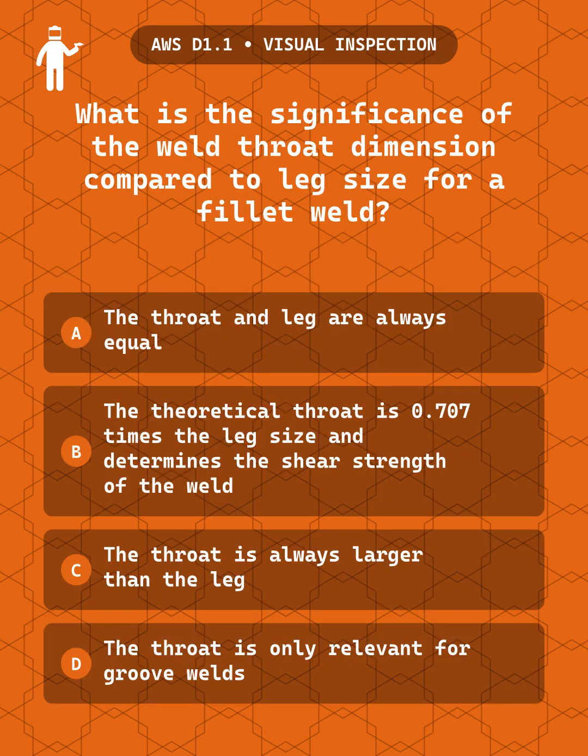Question 4. What's the significance of the weld throat compared to leg size on a fillet weld? Is it A, they're always equal, B, the theoretical throat is 0.707 times the leg size and determines shear strength, C, the throat is always larger than the leg, or D, throat only applies to groove welds?